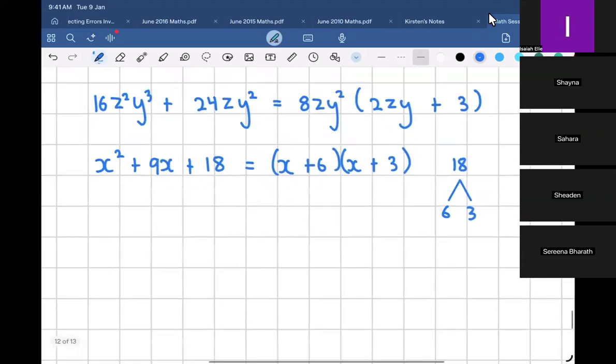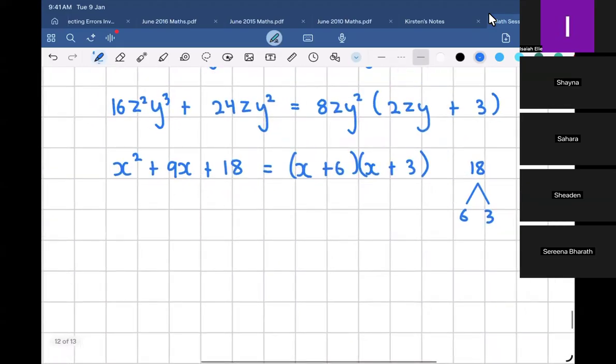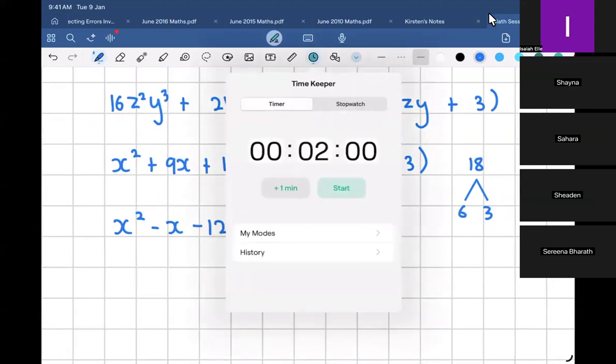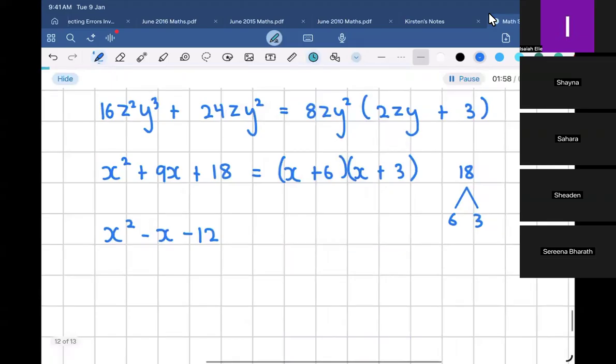Good. Let me give you all one to do quickly. Try to do this one: x squared minus x minus 12. I'm going to time you all, 2 minutes. x squared minus x minus 12. Give that a go.